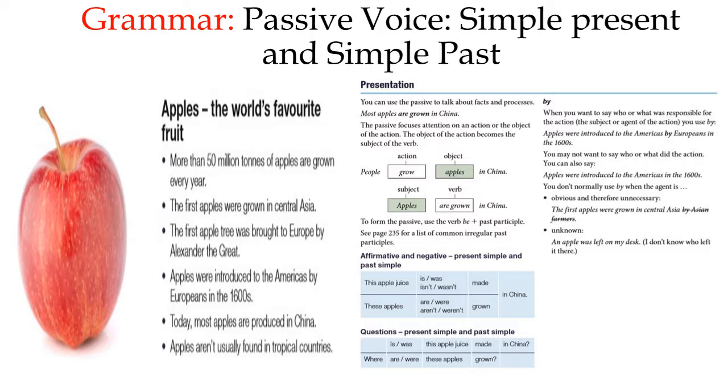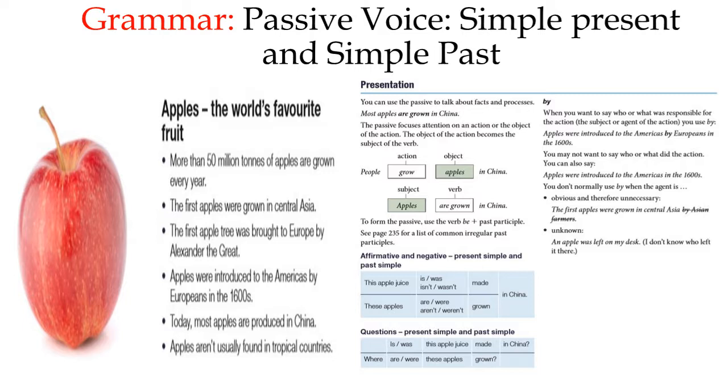People grow apples in China. So grow, which is the action, and apples, the object. When we transfer the sentence from active to the passive, we say apples are grown in China. So as you can see above, people grow apples. We don't have verb to be. But when we transfer the sentence into the passive voice, we urgently need verb to be to make the sentence correct.